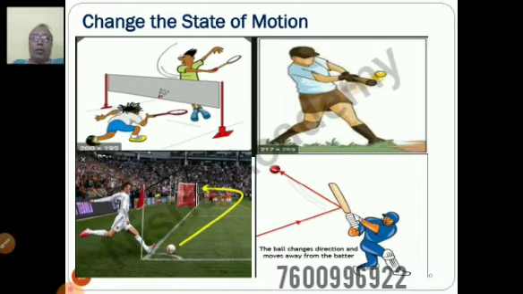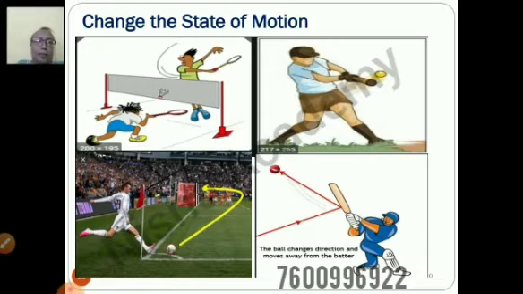Let us learn more about motion. Now carefully observe the figures we have indicated here. In the first figure, it is a game of badminton. In badminton, when the player makes a shot to a shuttle, the shuttle changes its direction. In the second figure, you can see that a player hits the ball with a bat, that is a baseball game, and the ball changes its direction.